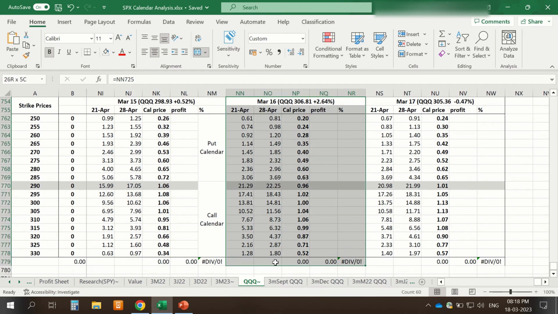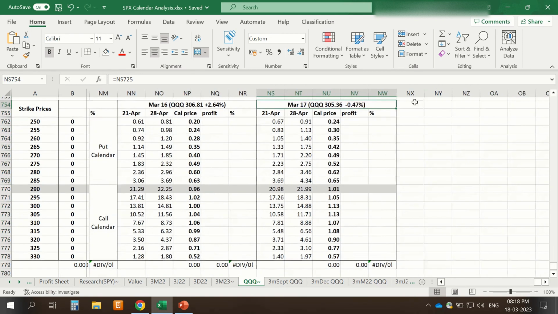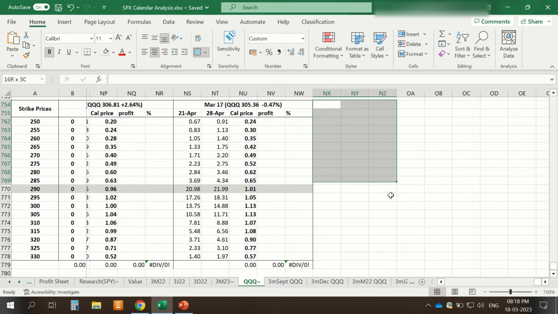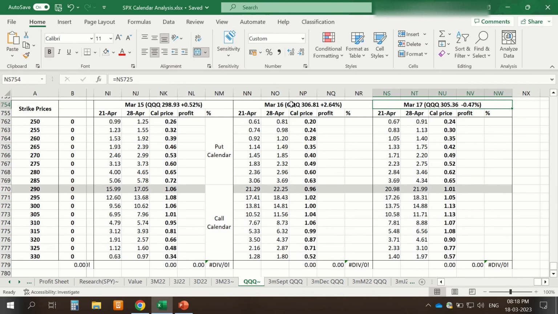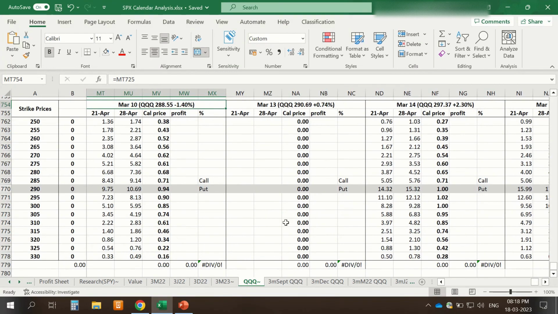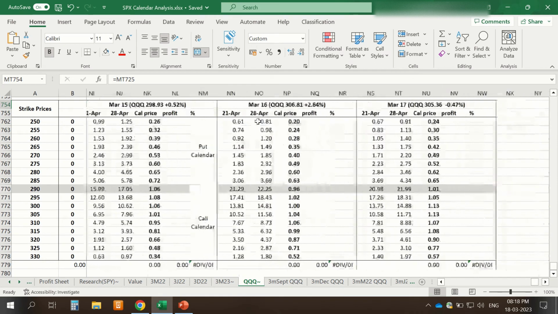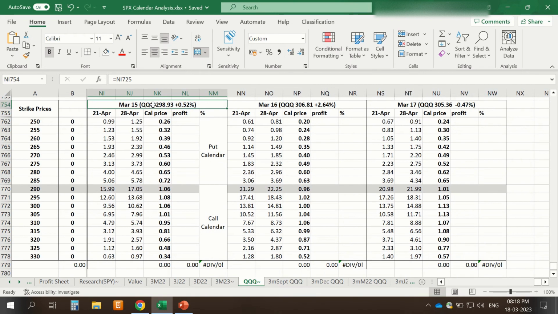Similarly, I have the data for March 16th and 17th. Every day after market close, I take the data. On Monday, I'll have the data for March 19th. So every day I'll take this data and put it here. Previously also, March 13 I was busy so I was not able to fill it, but March 10th and others are there. I put the data every day after the closing. This is how I get all the calendar prices.